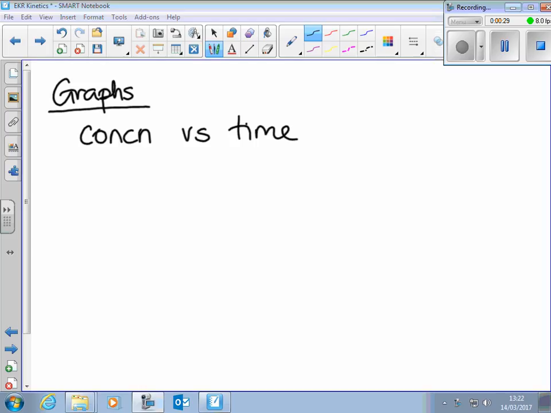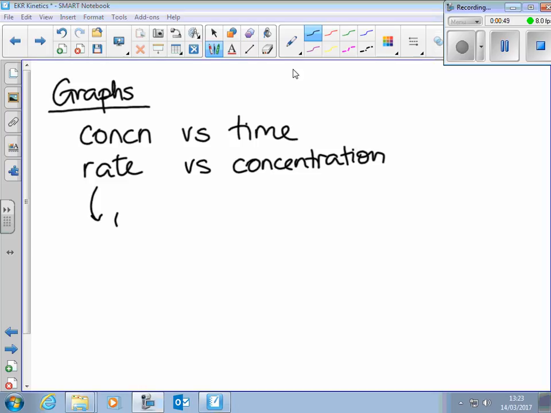Or you can do rate against time. No, do rate against concentration. But what you're recording for the rate here is 1 over time.